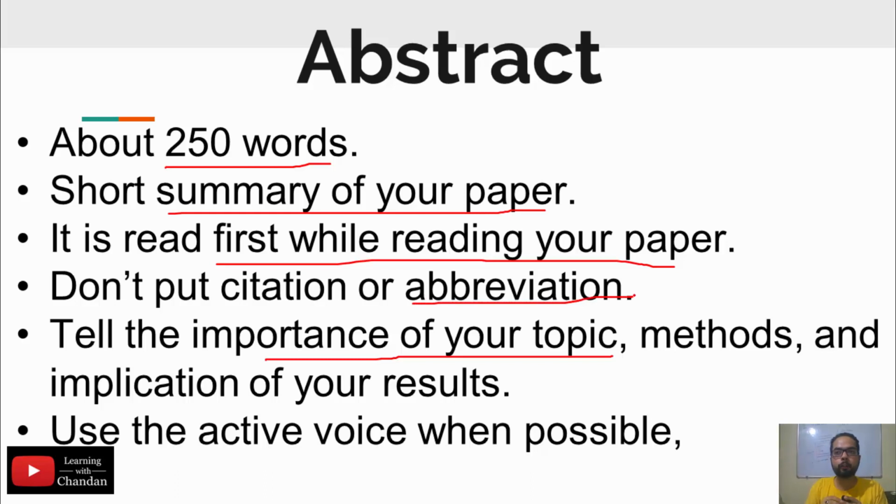Like what we do, I read a paper where they started with wireless sensor networks. First they wrote the whole term wireless sensor networks, then in bracket they wrote WSN in the abstract. Please don't do that there. Write the whole thing. Let the readers understand. Don't put abbreviation in an abstract. Also, do not put a citation in an abstract, and use the active voice wherever possible.